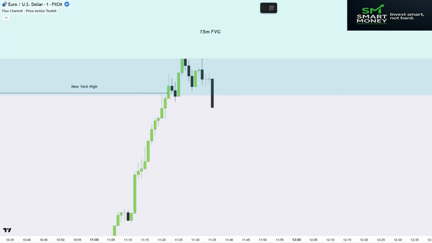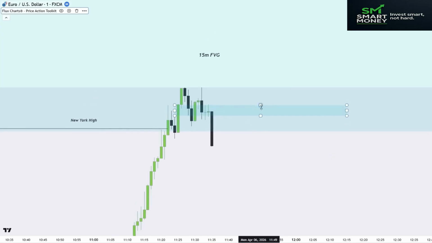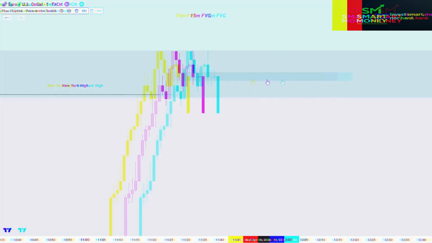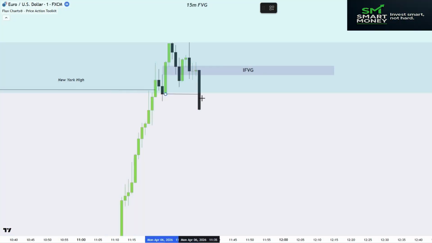If you look closely, you can see that after entering the manipulation phase and mitigating the higher time frame fair value gap, price starts pushing lower and first violates this large bullish fair value gap, flipping it into an inversion fair value gap. Then, at the same time, price gives us a CISD confirmation by closing below the bullish candles that led into the sweep, while also forming a market structure shift. That gives us full confirmation.